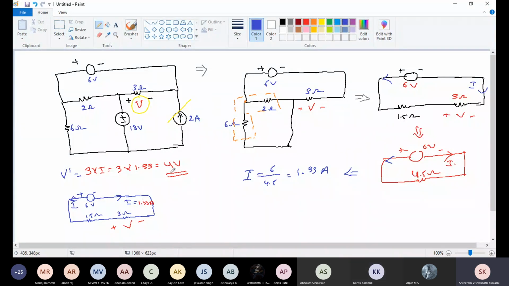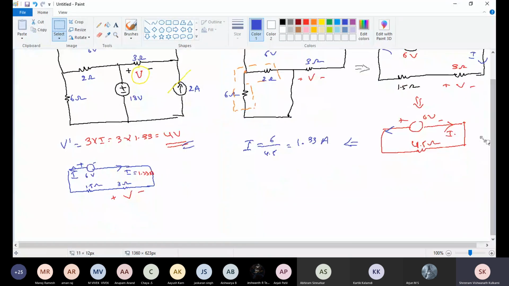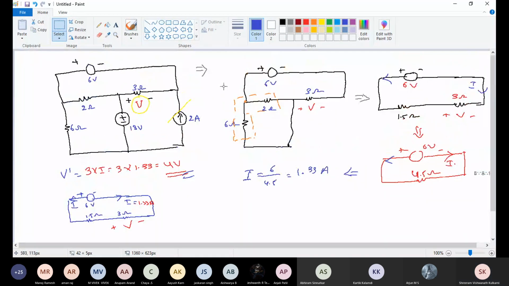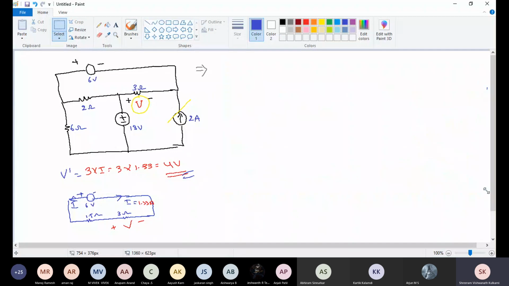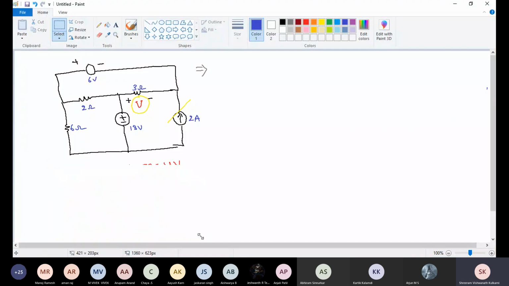Now we got 4 volt due to the 6 volt source. The same we need to calculate with the 18 volt source as well as the 2 ampere current source. Now V dash we got as 4 volt.